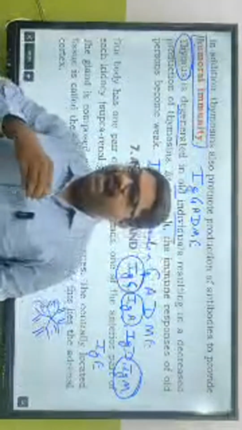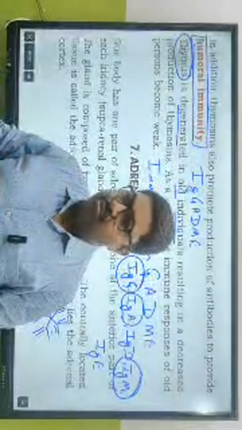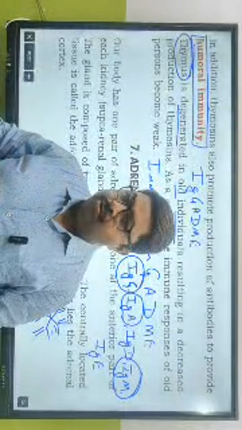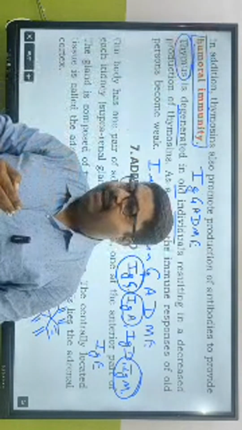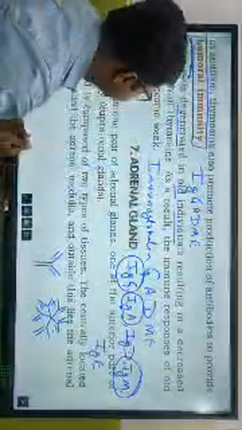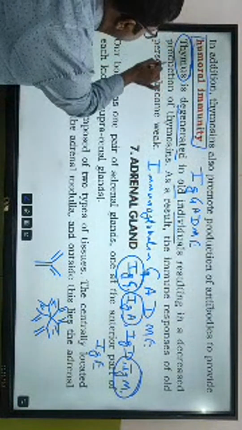What is the meaning of retrogressive? With age, the thymus gland size is going to get reduced. तो जब आप छोटे थे तो thymus gland का size बड़ा था. The more you grow in age, वो thymus gland is going to get degenerated in old individuals, resulting in a decreased production of thymosin.